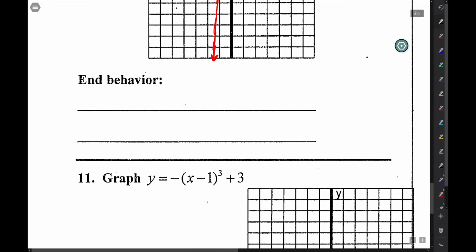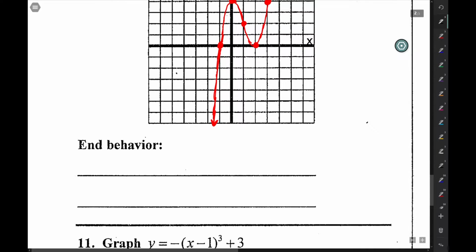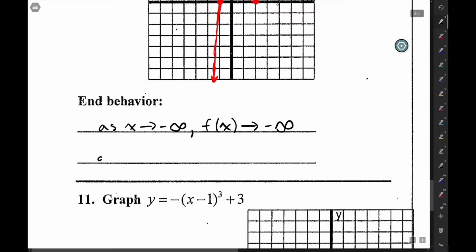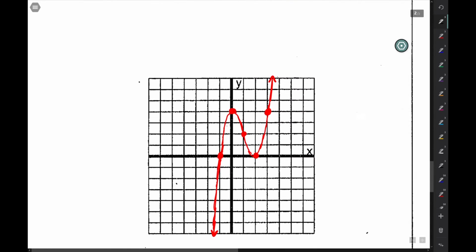Now again, the end behavior, it's kind of what we expected as we go left, and this is how you write it. As x approaches negative infinity, as x becomes more and more negative, the f of x value becomes more and more negative, meaning it's going down. So as we go left, we're going down. Now look, as we're going right, it seems like we're going up. So you write that as x becomes more positive. As x approaches positive infinity, f of x becomes more positive. So it keeps going up to positive infinity. And that is that.